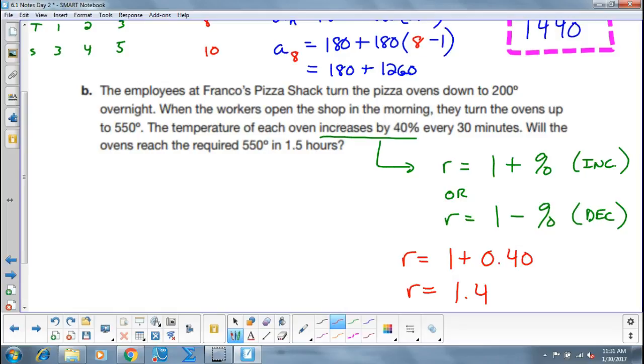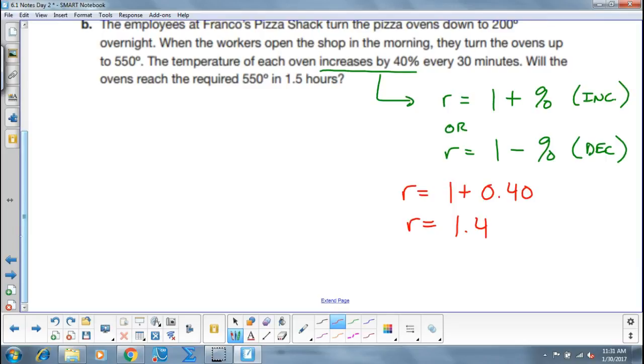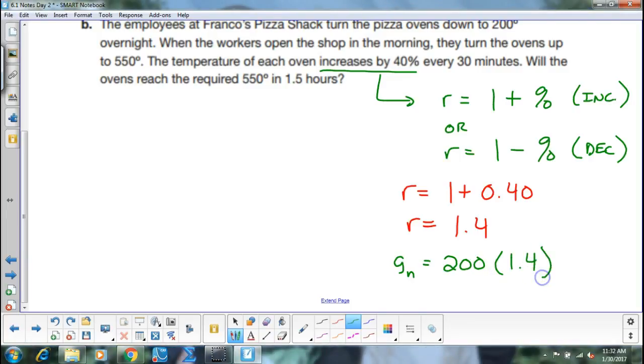Okay. So my formula then would be g sub n is equal to 200 times 1.4 raised to the n minus 1 power. So what is n? 1.5? N is not 1.5.